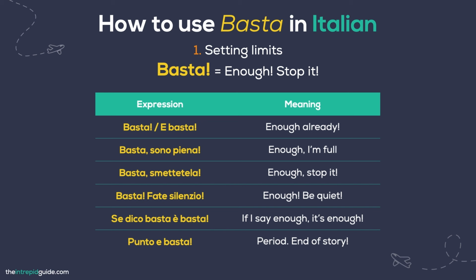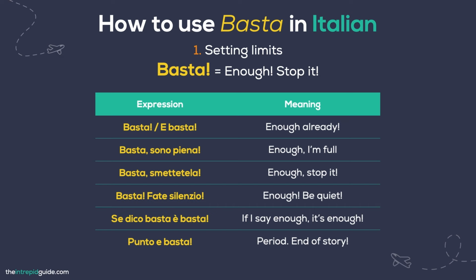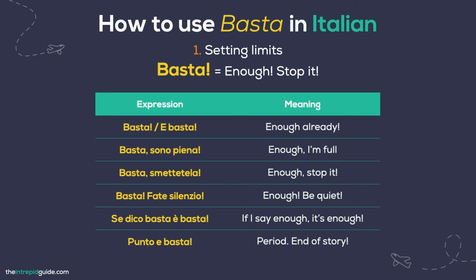This is a go-to phrase for putting an end to annoying behaviours, great for unruly children or even adults who should know better. Basta, fate silenzio. Enough, be quiet. Now this one is useful for silencing a noisy group. Se dico basta, è basta. If I say enough, it's enough. This phrase leaves no room for negotiation, a decisive end to any discussion. Punto e basta. Period. End of story. This is another great way to emphasize that a discussion is over and no more debate is needed.